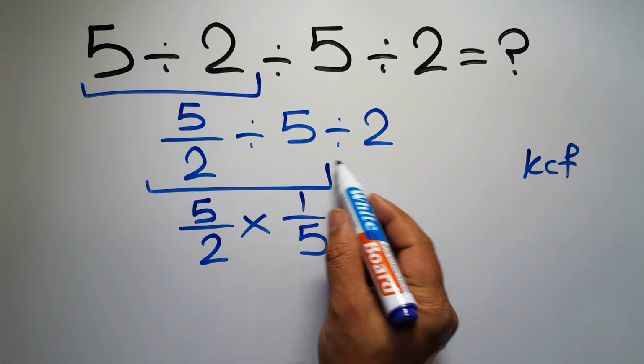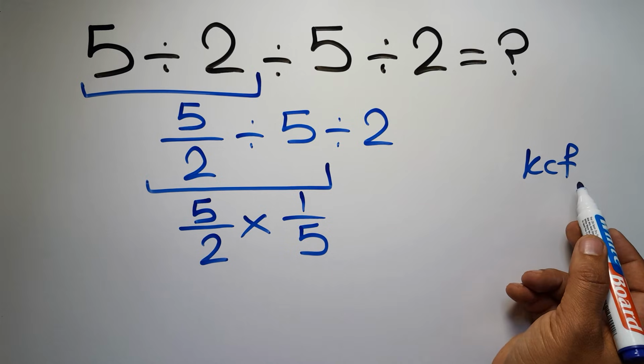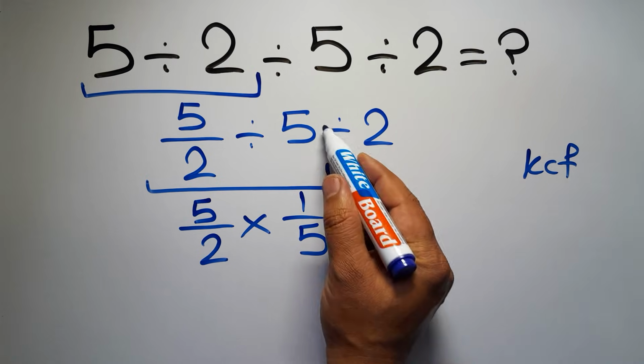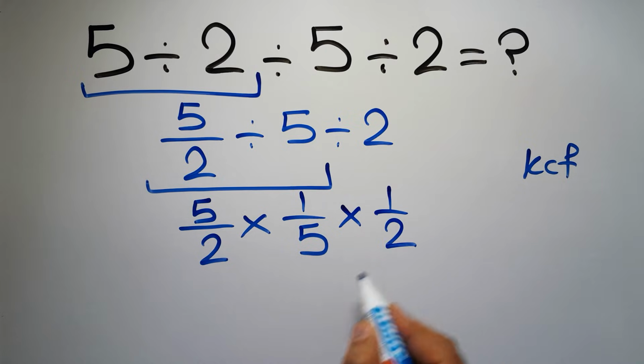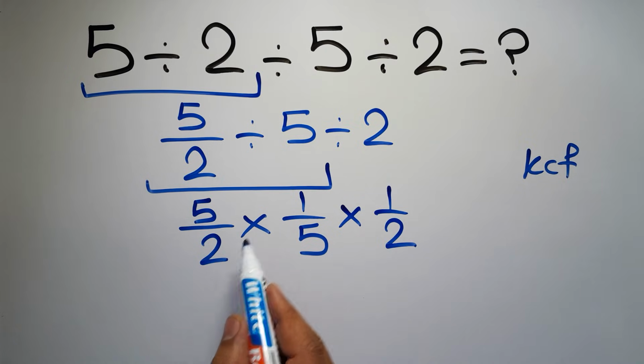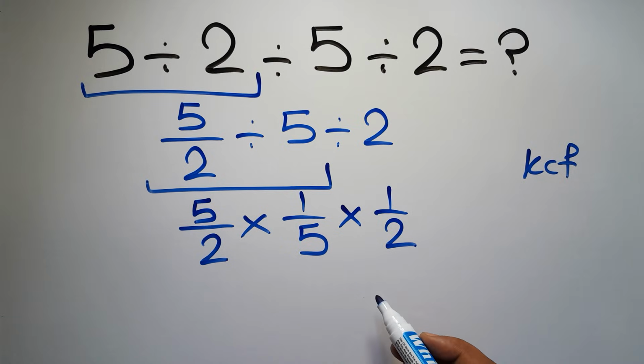Okay? And here, again, we can apply this rule. So, change division to multiplication and flip the second fraction. So we have 5 over 2, then times 1 over 5, then times 1 over 2.